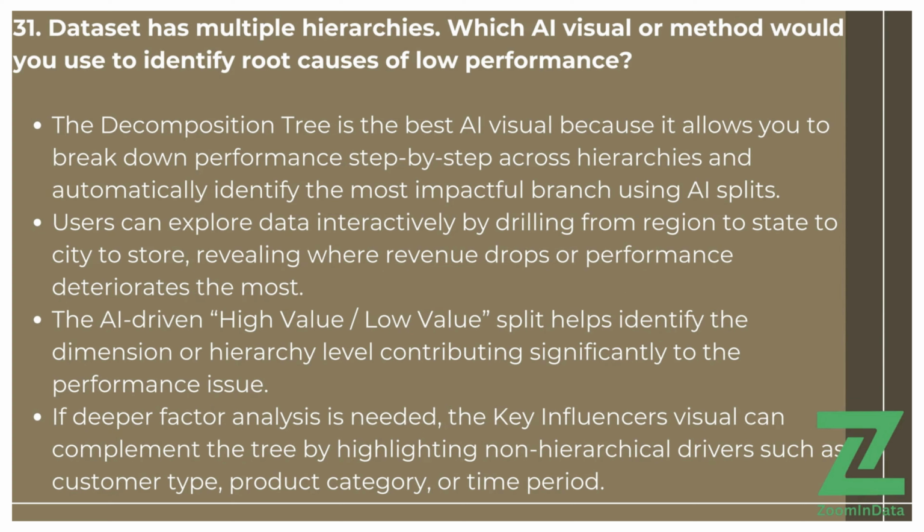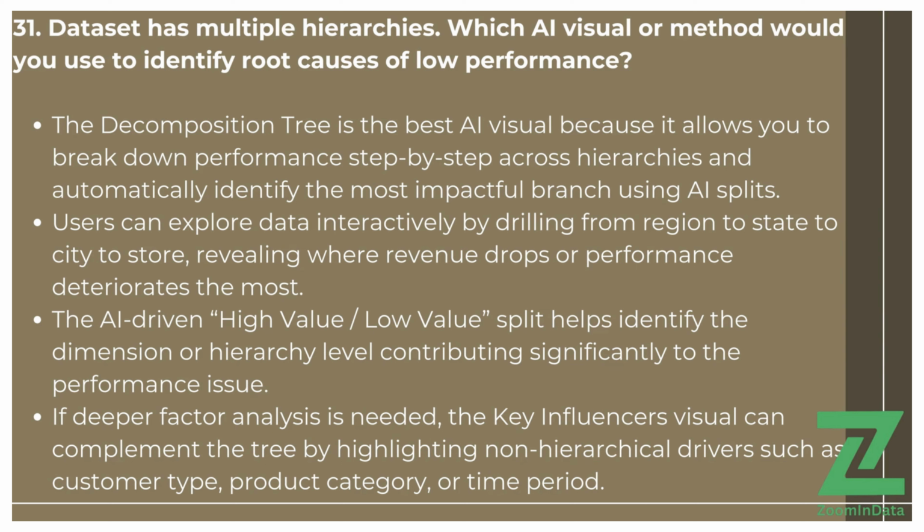31st question. Dataset has multiple hierarchies. Which AI visual or method would you use to identify root causes of low performance? The decomposition tree is the best AI visual because it allows you to break down performance step by step across hierarchies and automatically identify the most impactful branch using AI splits.